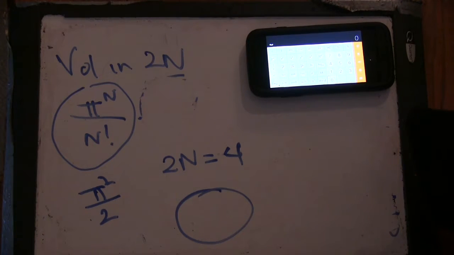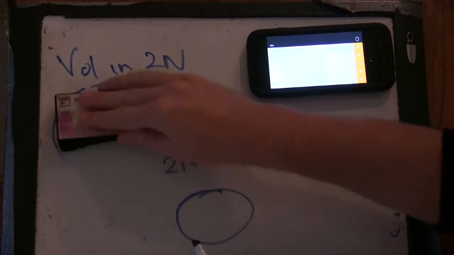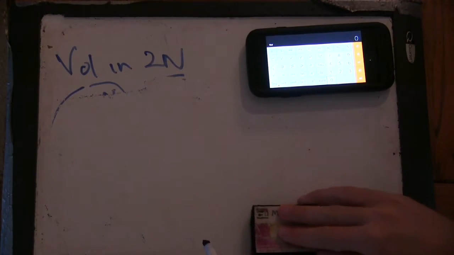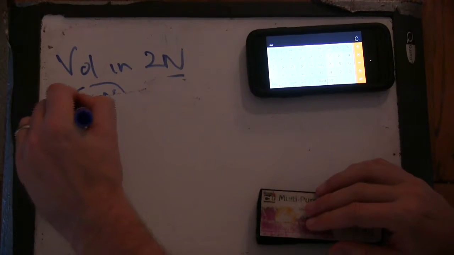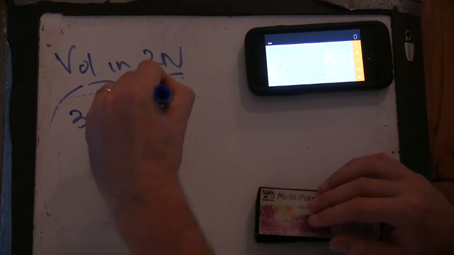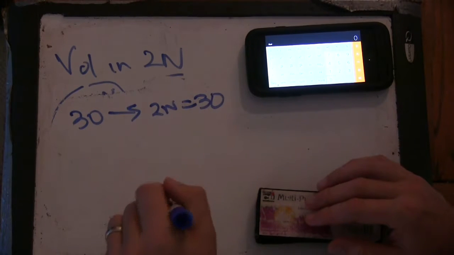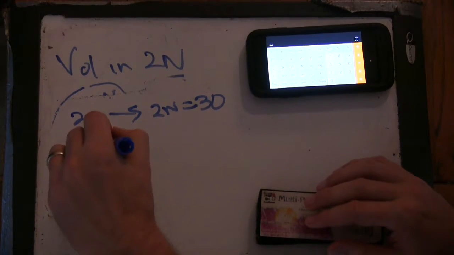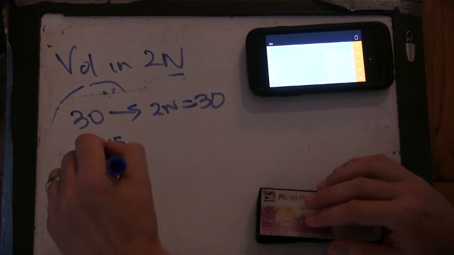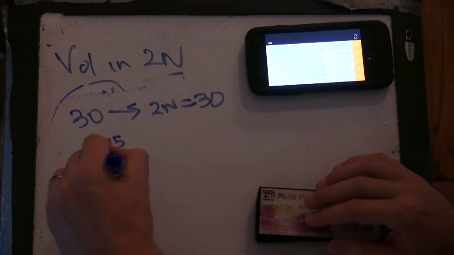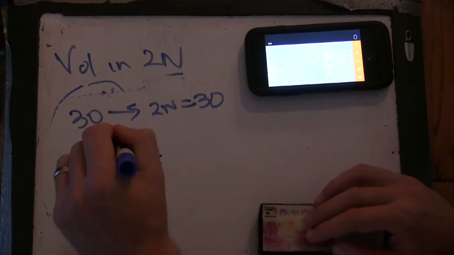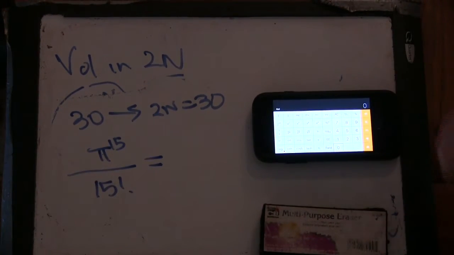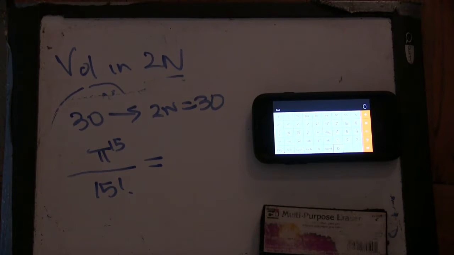But she said in the video, in 30 dimensions, the volume of the sphere inside of a box takes up a really small amount of the room. So in 30 dimensions, 2n is 30. What's the volume of the sphere? n is 15, so you have pi to the 15th over 15 factorial. What do you think? Is that number going to be bigger than 1 or less than 1? Less, because 15 factorial is much bigger than pi to the 15th.